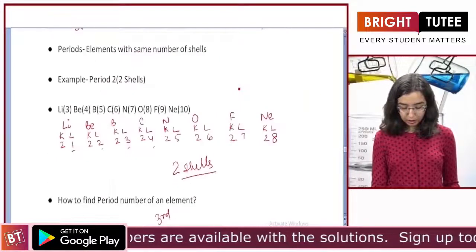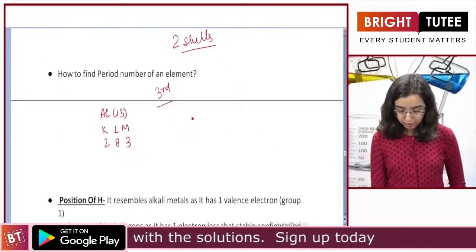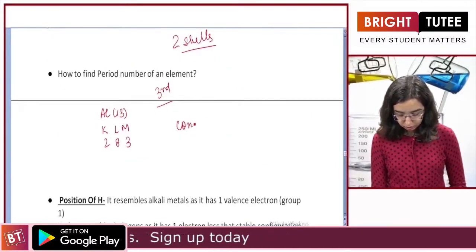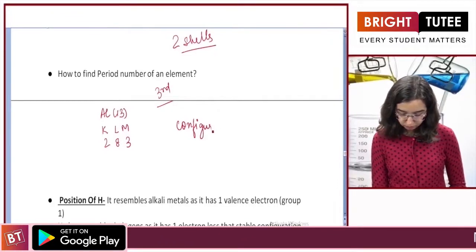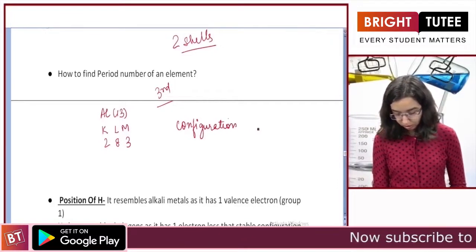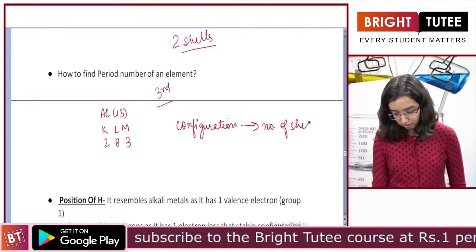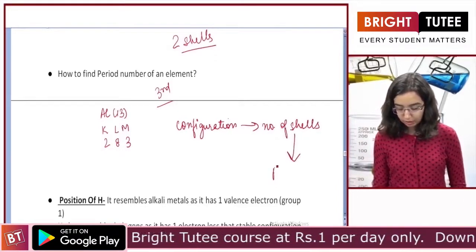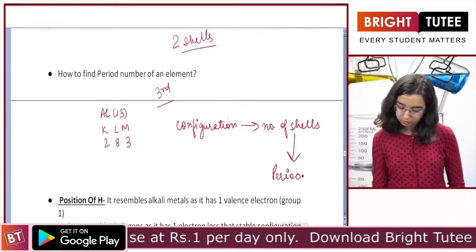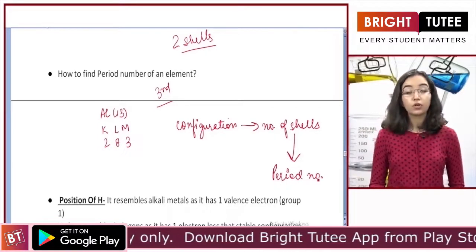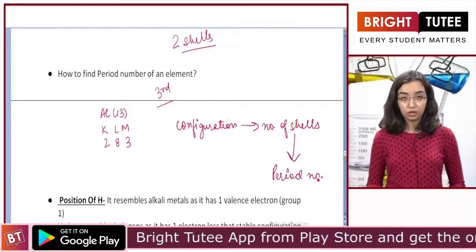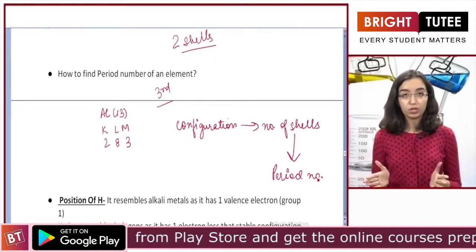So for the period, the rule is simple. You first write the configuration. You note the number of shells. The number of shells becomes your period number. So if you're given an element and you're asked its location, you will have to write down its configuration.